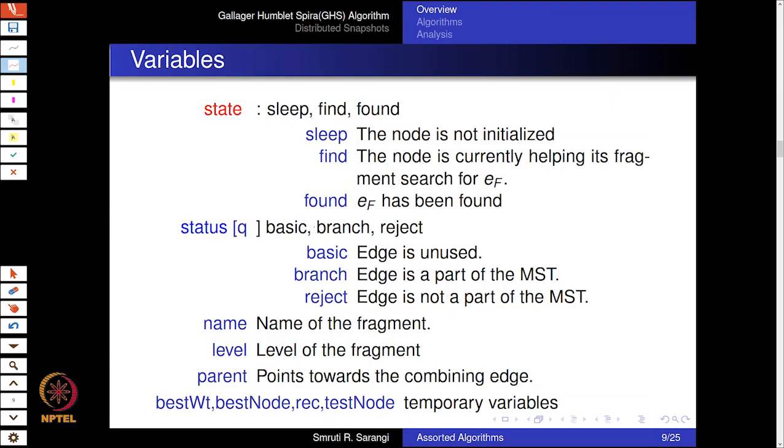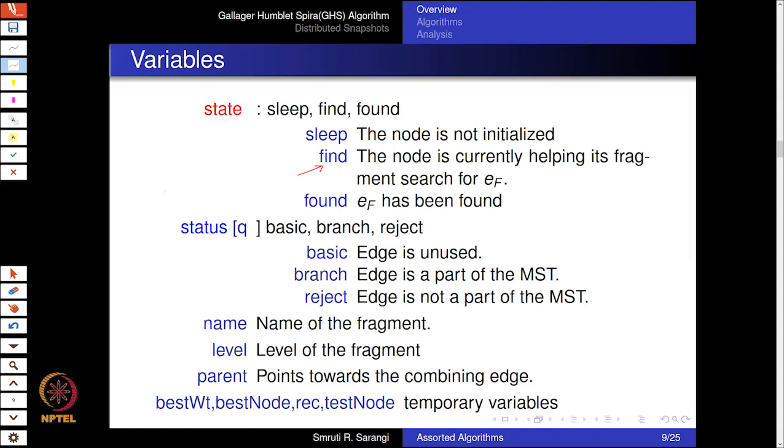So now we will discuss our algorithm. It's a fairly long algorithm, so we will have to discuss the state that we maintain. We have three states: sleep, find and found. Sleep means the node has not been initialized. Find means the node is currently helping its fragment search for EF, the least weight outgoing edge. Found means EF, the least weight outgoing edge, has been found.